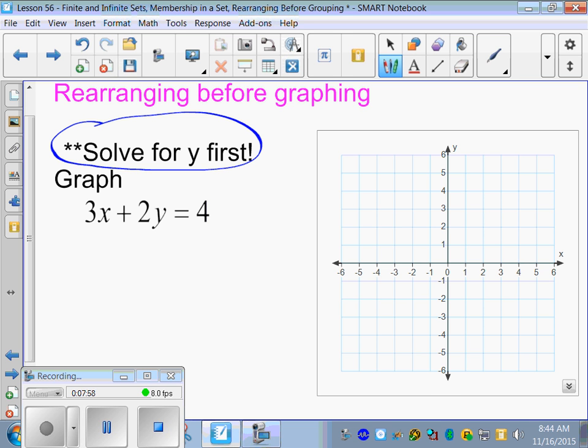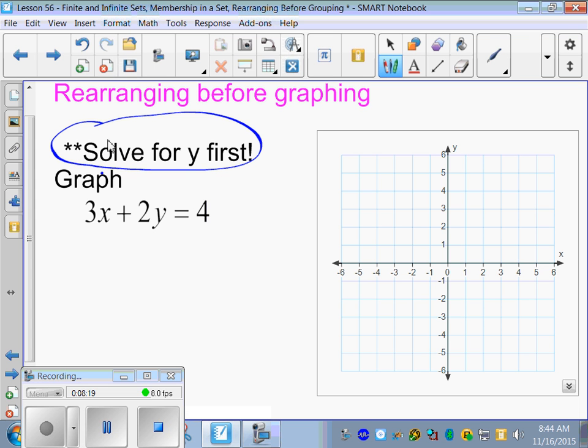We need to get a nice equation first, and then we can graph. First step is always to solve for y first. So you guys might want to write that down, put some stars by it. I don't know, write it in bold, capital letters. We always have to solve for y first. So we're going to start with this equation, 3x plus 2y equals 4.